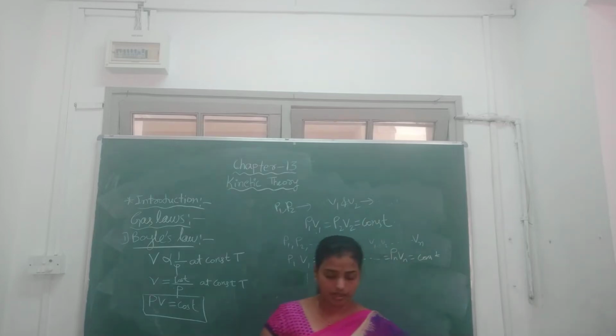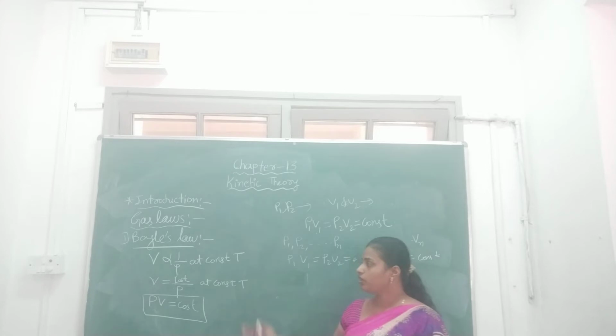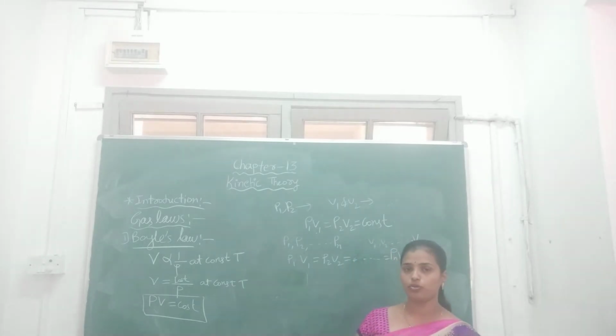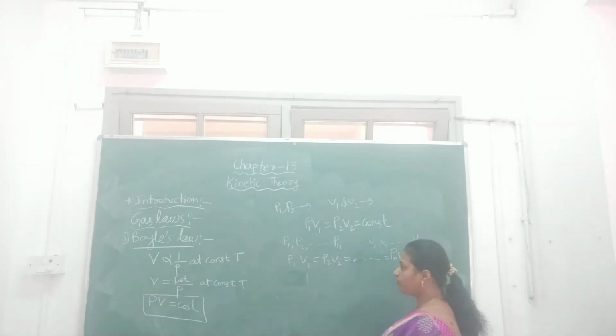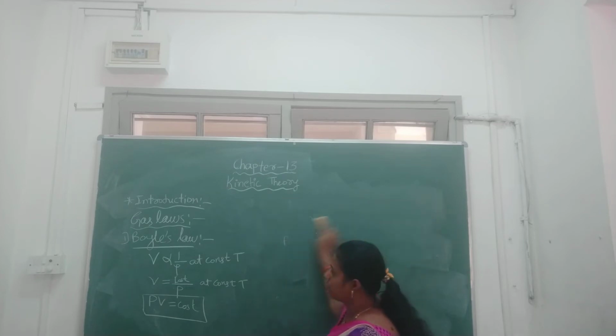So this is Boyle's law. Boyle's law is that the volume of a given mass of a gas is inversely proportional to pressure at constant temperature, and the equation is PV is equal to constant. Okay, so this is Boyle's law. Then after that we will see the second law.